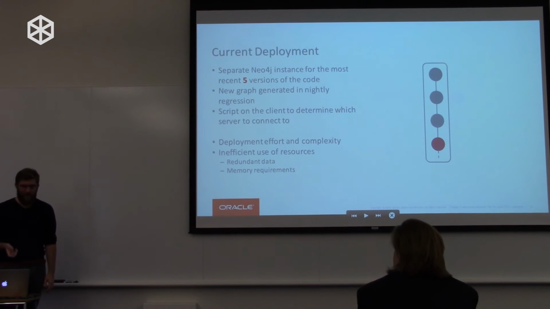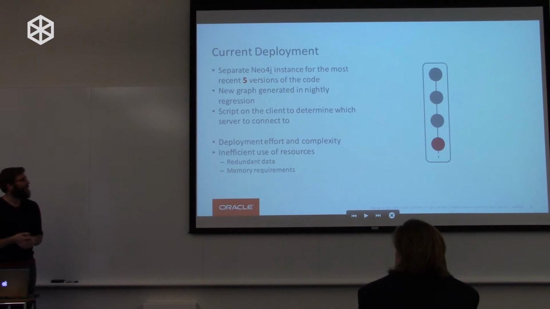But in our current deployment, we're actually running a separate Neo4j instance for the most recent 5 versions, which is what fits on the server that we're using at the moment. And then as part of the nightly regressions, we'll generate the data for the new version, make that available and drop off the oldest. So it's on a rotation there. And then on their client machines, we've just got a little script that points them at the available version that most closely matches the version that they have.